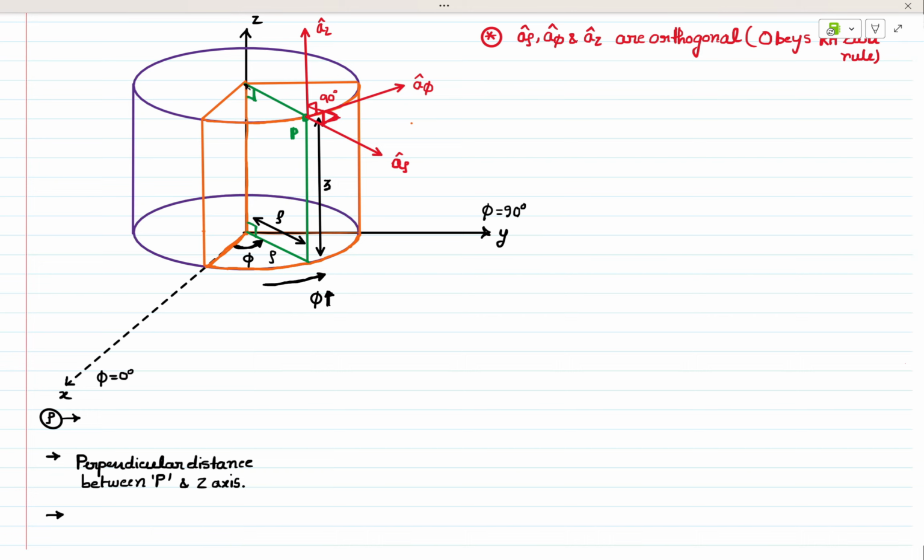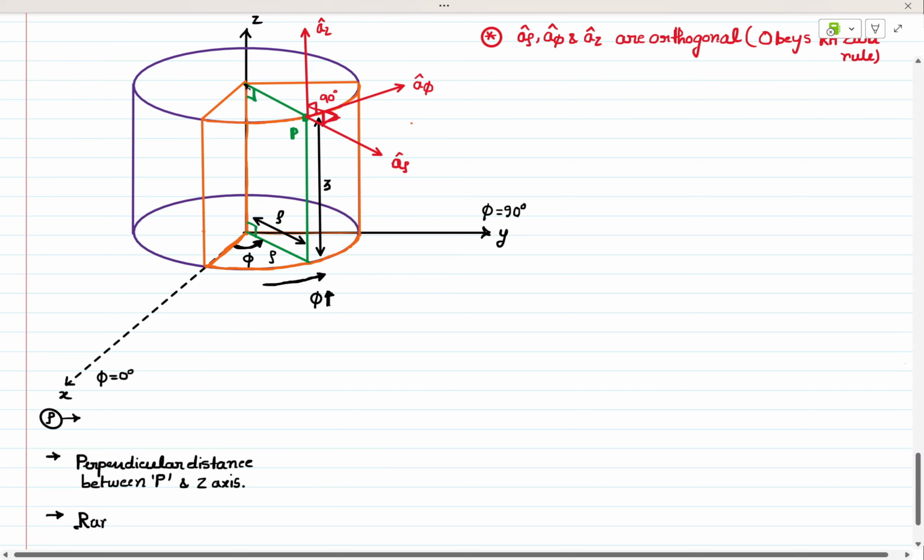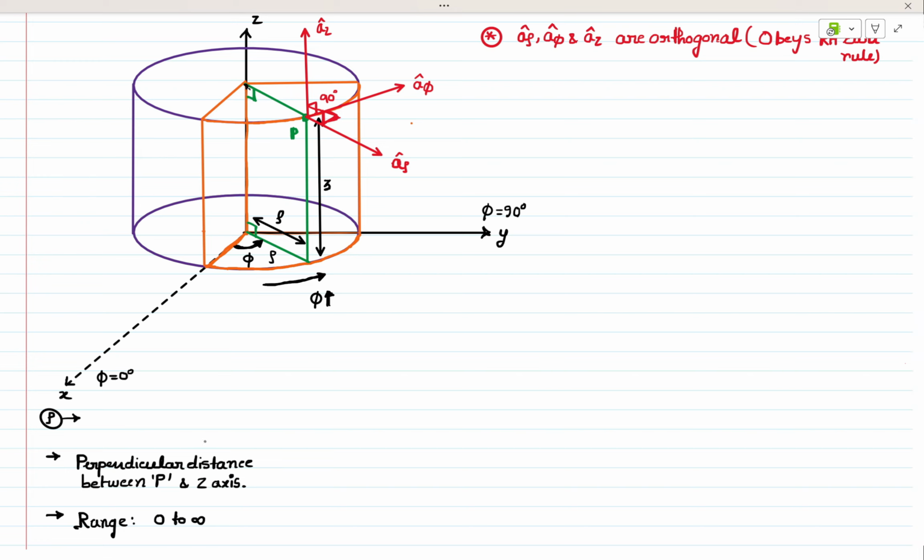See, rho is starting here, right? At the center point, at the z axis. And from the z axis, it is going up to infinity. So the range of the rho is very simple. Just by looking at the diagram, you can write that it is 0 to infinity. Now, what is 0? 0 means at the z-axis.